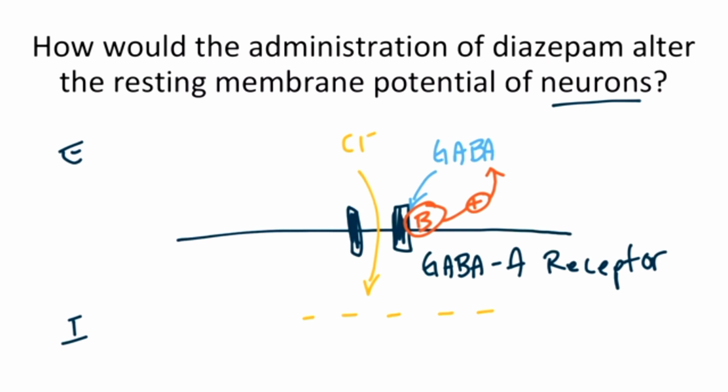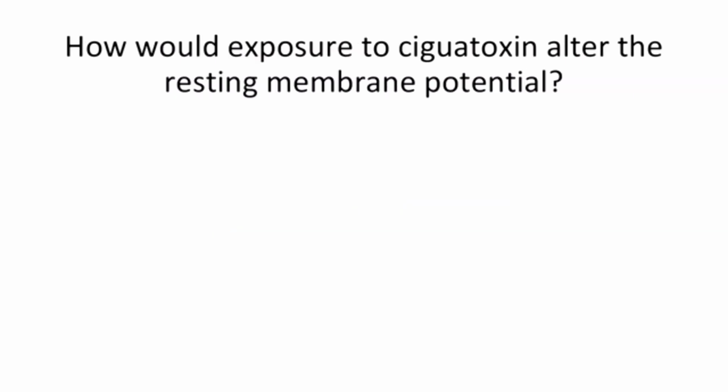Okay, let's do another question. How would exposure to ciguatoxin alter the resting membrane potential? Okay, for step one, you need to be familiar with a few types of seafood toxins, and ciguatoxin is one of them. Ciguatoxin is a neurotoxin that's produced by several types of reef fish, such as a snapper. Exposure to this toxin results in widespread depolarization and paralysis.